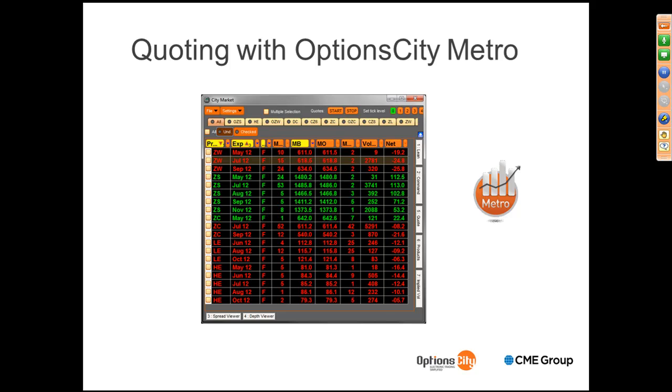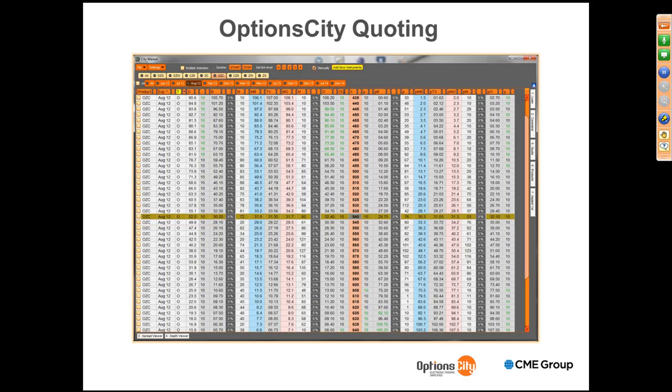Quoting with OptionsCity Metro, here's just a look at one of our GUI screens and some of the futures prices at some point last week. And here's our main quoting page. We call it the OptionsCity Market page. I'm looking right here at the August corn options. I can select in a tabular fashion which products I want to look at.